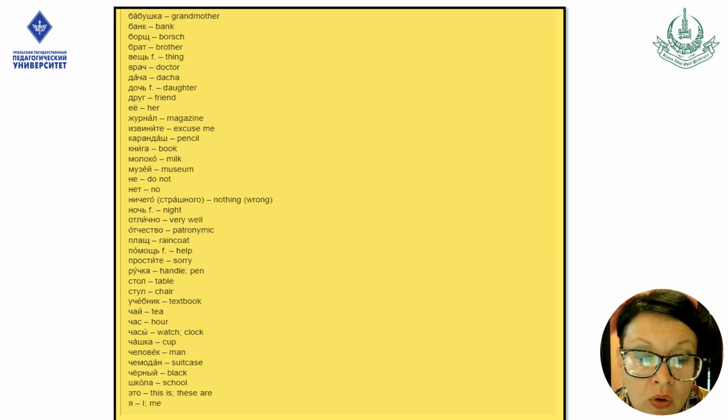Отчество. Плащ. Помощь. Again, a soft sign at the end of a word, and the letter ь points out the feminine gender of this noun. Помощь. Простите. Right? Ручка, ending a, feminine gender, right?